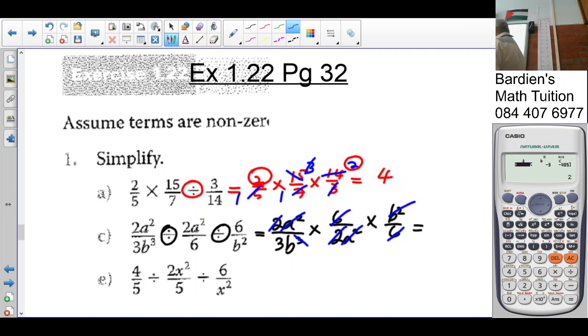So what are we left with? 1 over 3b. 1 over 3b. You all okay with that? Yeah. Any confusion? Covering? Understand? Yeah. It's 1 over 3b.